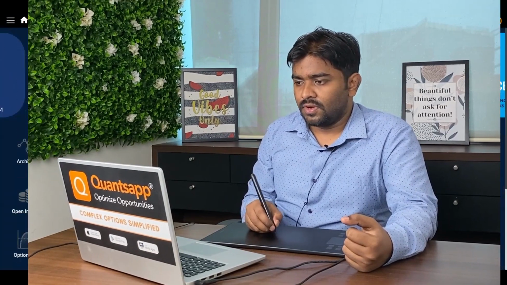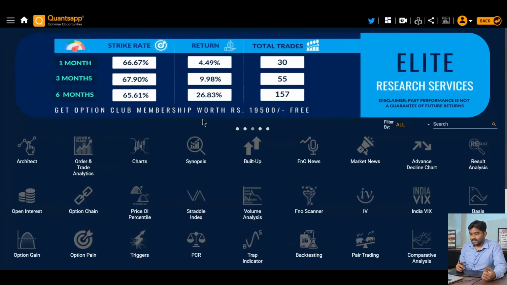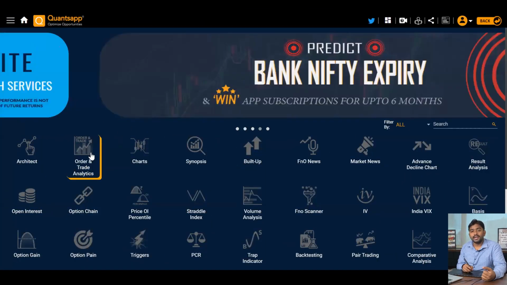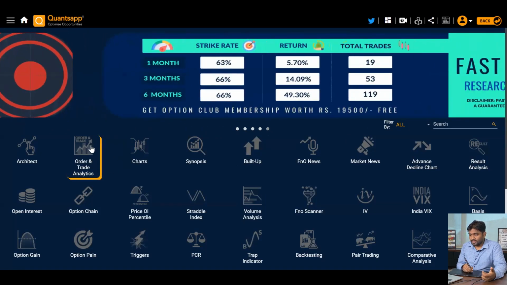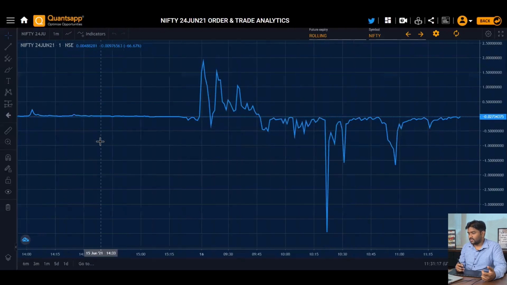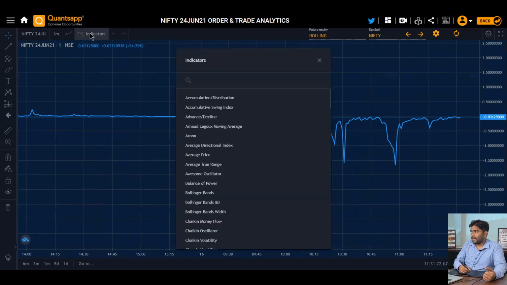Let's try to see how this particular tool works and how you can use it to optimize your trading. Now let's see where we can find this tool. First of all, when you open your Quants app, you will find the second option as order and trade analytics. If you click on this, you will get a chart with VWAP running for the price. Plus, you can add some indicators here.